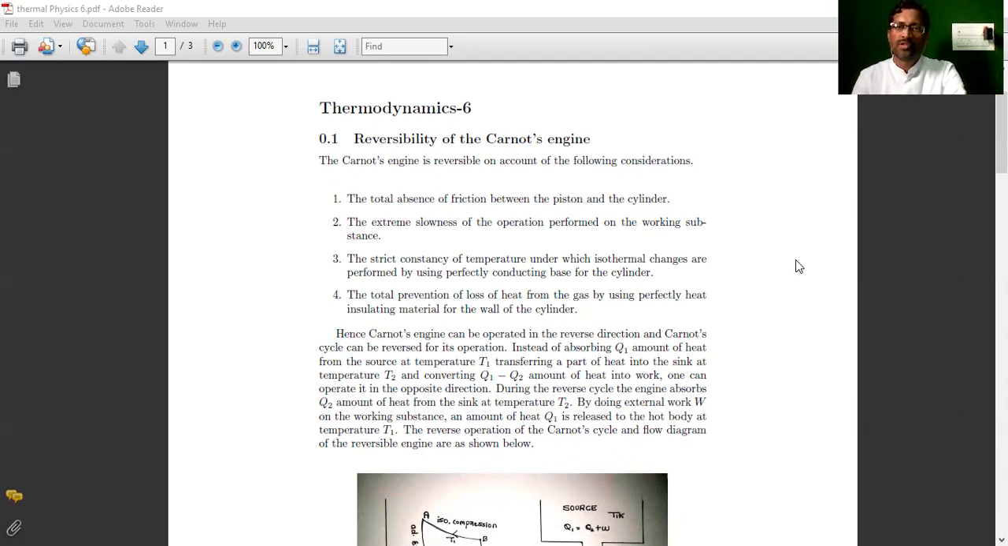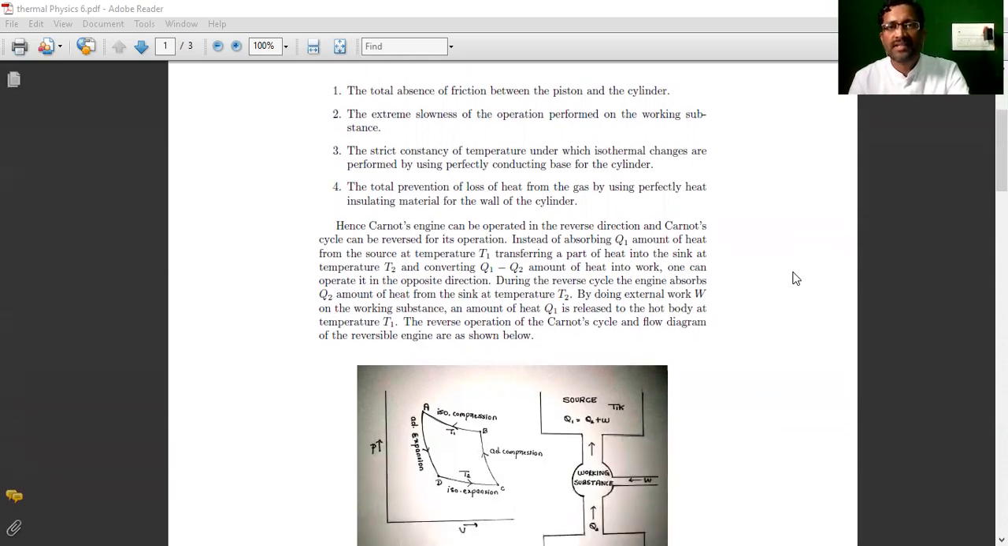So whenever we use a perfectly conducting material, it is assumed to be perfectly conducting. And also whenever we use insulating material for the walls of the cylinder, it is assumed to be perfectly insulating. Of course, we are discussing the ideal engine. Hence, Carnot's engine can be operated in the reverse direction, and Carnot's cycle can be reversed for its operation.